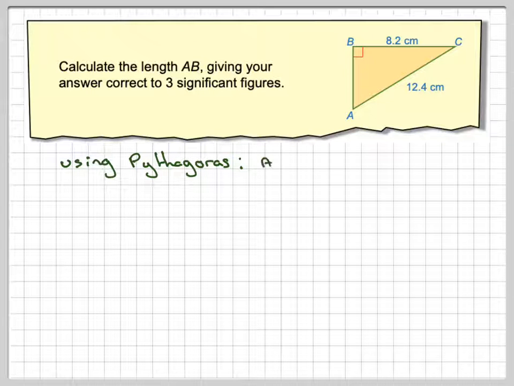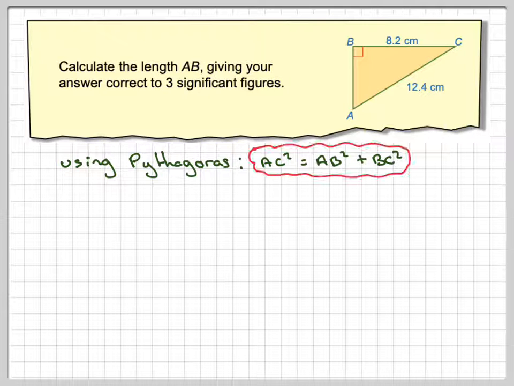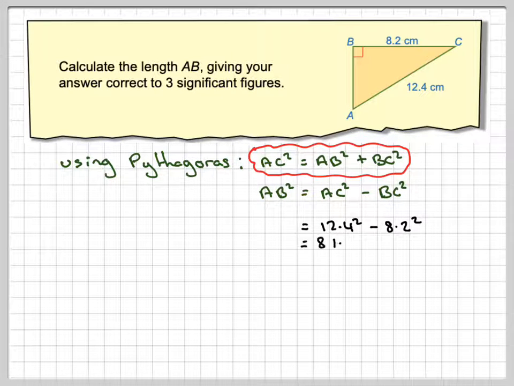Pythagoras' theorem says that AC squared, the square on the hypotenuse, is equal to AB squared plus BC squared. However, we want to find AB, so we will say that AB squared is going to be AC squared minus BC squared. So that's going to be equal to 12.4 squared minus 8.2 squared. So do that on your calculator carefully, and you'll get 81.6.